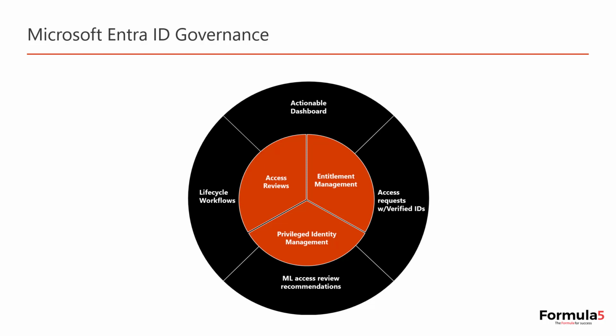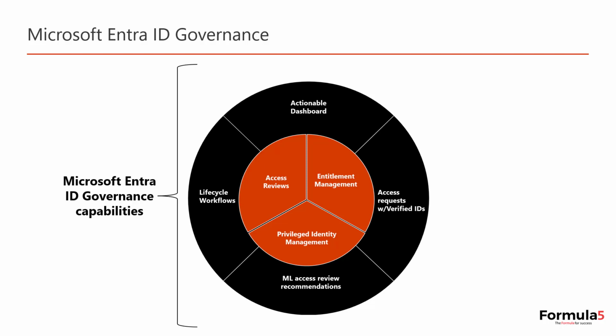But before we move forward with pricing, let me show you this diagram really quickly, this chart here. Microsoft Entra ID Governance capabilities are all of them, like lifecycle workflows, the actionable dashboard, which we saw, access requests with verified ID, and also machine learning access review recommendations. Yes, those are the features we discussed. And obviously, at the heart of this chart, we have access reviews, entitlement management, and privileged identity management.